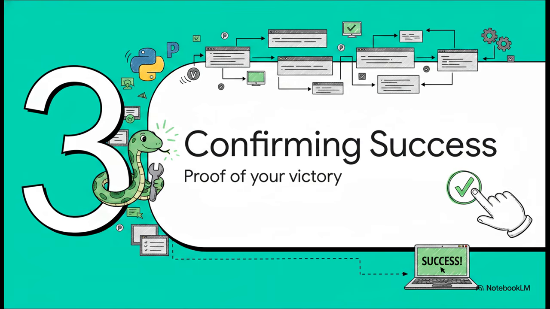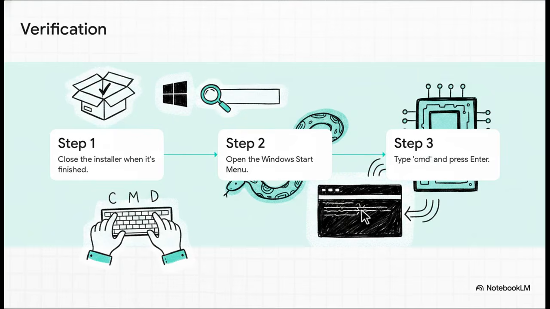Okay, the installation bar is full, everything's finished, but how do we actually know it worked? We need proof, right? Let's go and check it right now. So once the installer gives you that nice setup was successful message, you can go ahead and close it. Now for the check. Click on your Windows Start menu and just start typing CMD. Then hit Enter. This little black window that pops up is the command prompt. It's just a simple text-based way to talk directly to your computer.